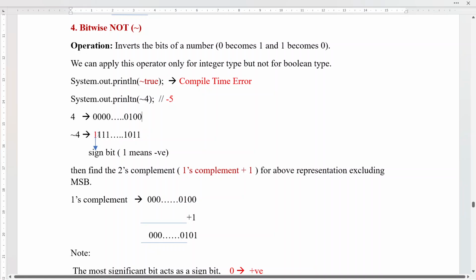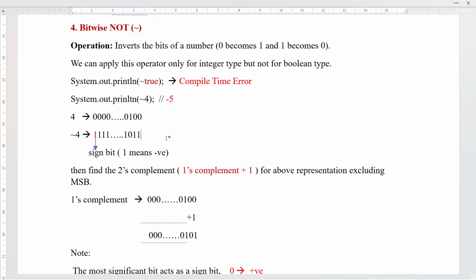So after inverting, the binary representation becomes 1, 1, 1, 1, and so on up to 1, 0, 1, 1. After inverting, the first bit is called the most significant bit. It decides the sign of the output. If the most significant bit is 1, the sign of the output is negative. If the most significant bit is 0, the sign of the output is positive. So here, the not 4 output is a negative number.